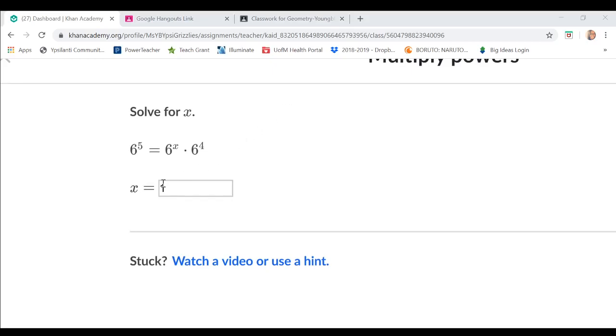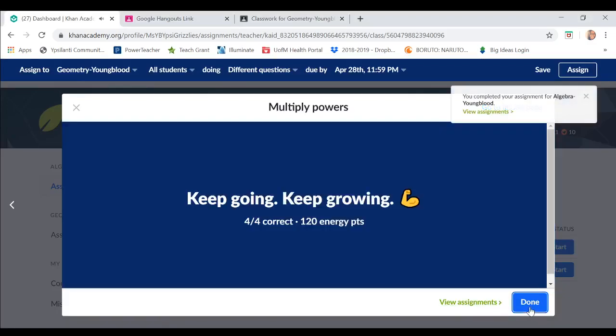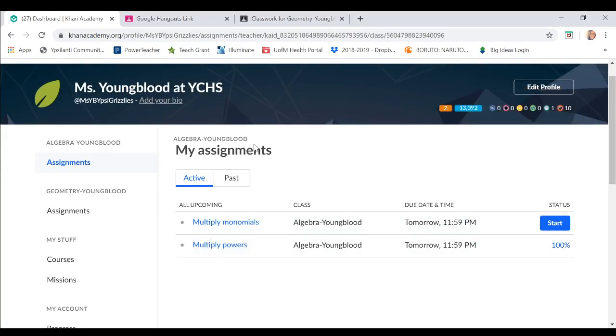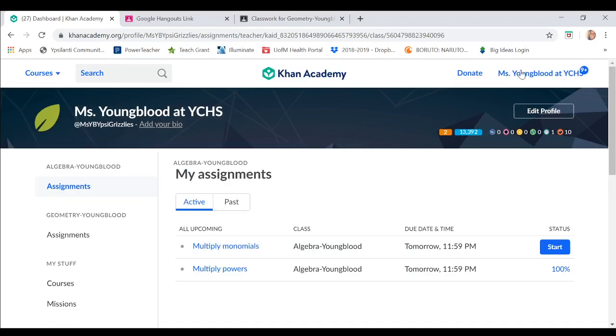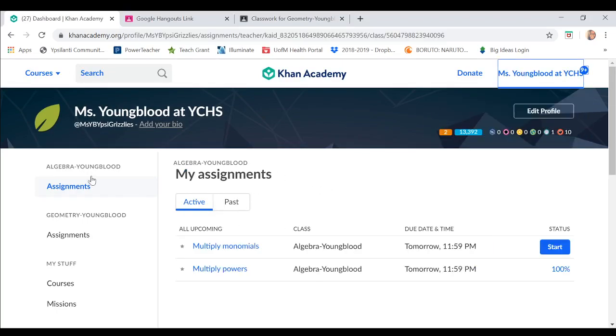So you guys should have gotten 1, right? There are 4 6's here. 4 plus 1 is 5. So our answer for this one is x equals 1. Nice. So that is the assignment. And again, all I did was go to my assignment. So this is my learner home in Khan Academy. If I click my name, I click learner home, and it takes me here to Algebra Youngblood, and I just did the first assignment, multiplying powers.